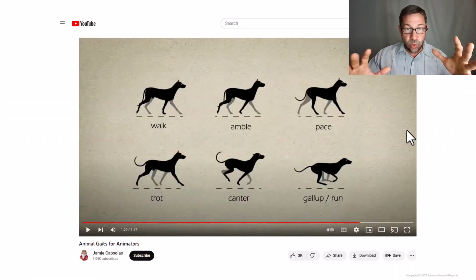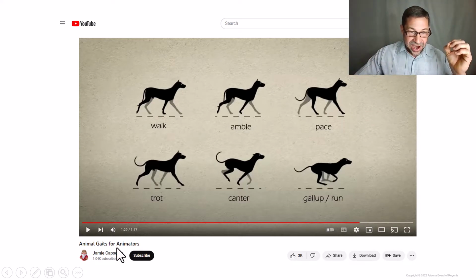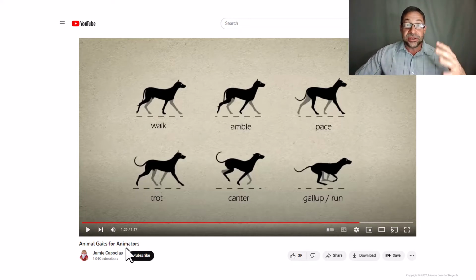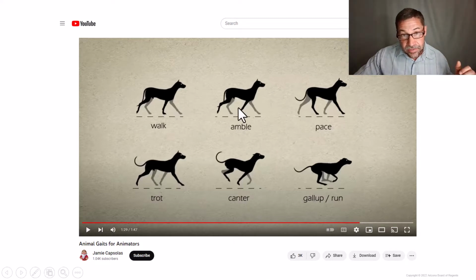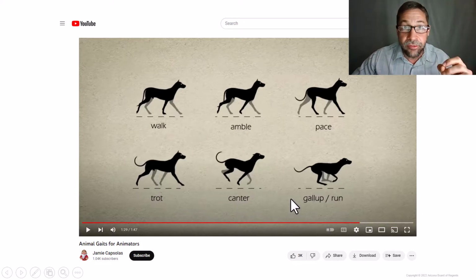So I think the best way to envision these different gaits is to look at this really wonderful video which was created for animators. It's 1 minute and 47 seconds, but it's going to clearly demonstrate the different leg patterns as well as the footfalls used by cursorial or running mammals to walk, to amble, pace, trot, canter, gallop, and run. So please take a minute and check this out. I think you'll find it quite helpful.